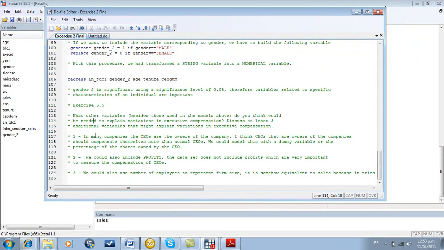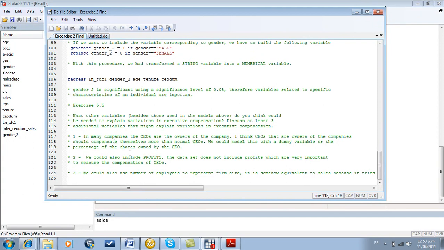What other variables besides those used in the models above do you think would be needed to explain variations in executive compensation? Discuss at least 3 additional variables that might explain variations in executive compensation. Well, I put these 3. There might be many more, but I chose these ones.